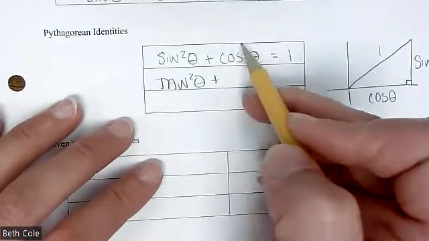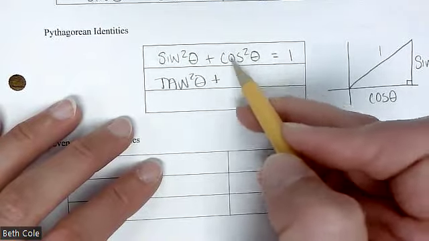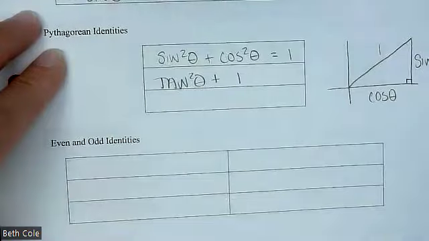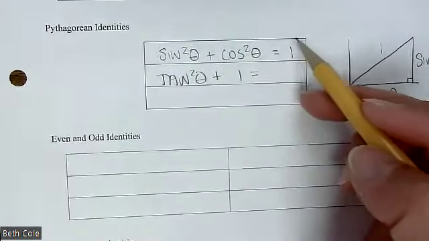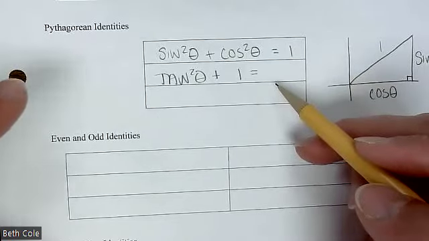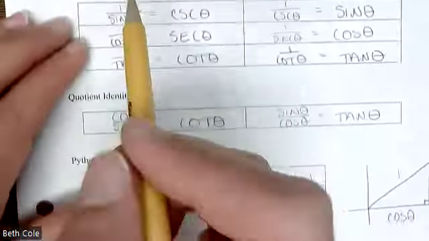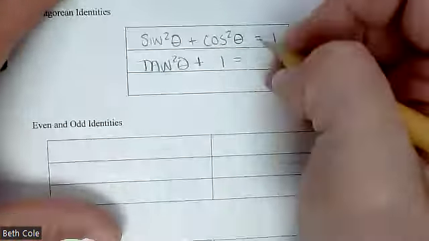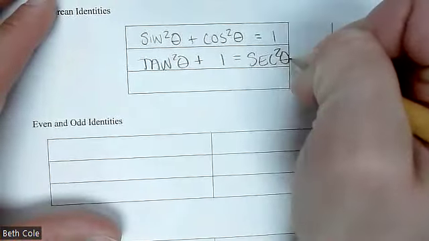Plus, now if you take cosine squared and divide it by cosine squared, anything divided by itself is going to be 1, equals. And then if you take 1 and divide it by cosine squared, well, what did we say 1 over cosine is? What's your reciprocal of cosine? Secant. So it's going to end up being secant squared.